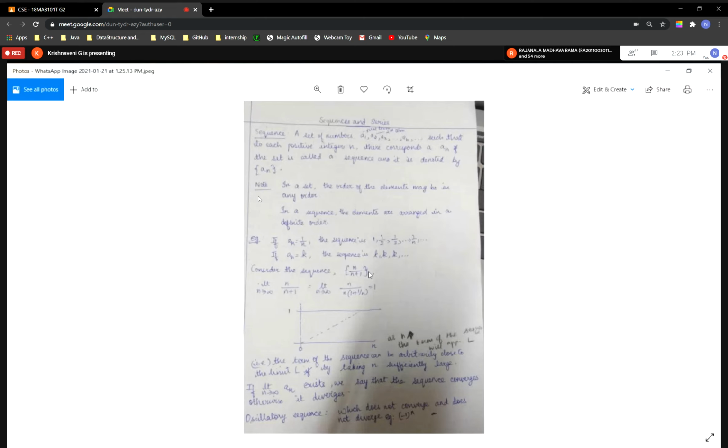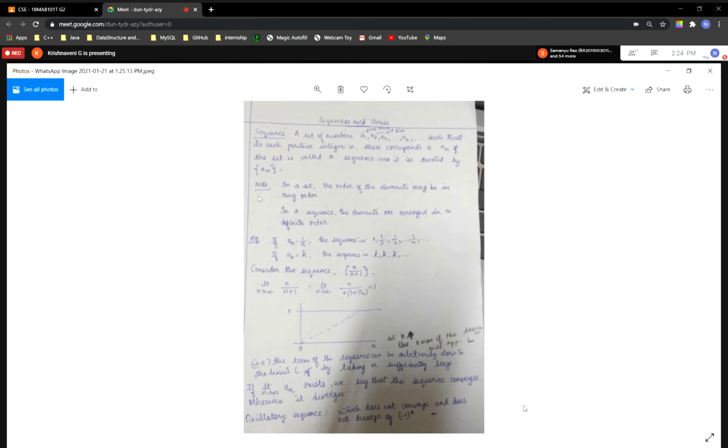Yes, ma'am. Okay, next, if limit n tends to infinity of an exists, we say that the sequence converges, otherwise it diverges. Okay, this is an important thing. Keep it in your mind. If limit n tends to infinity of an exists, we can say that the sequence converges, otherwise it diverges.